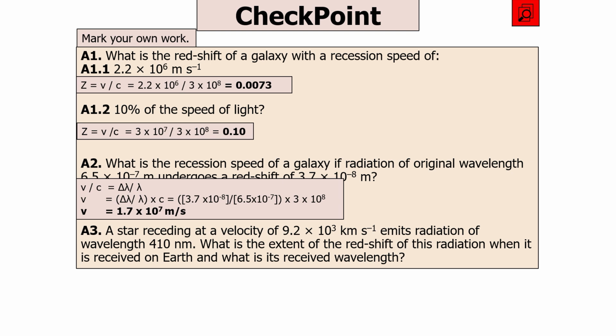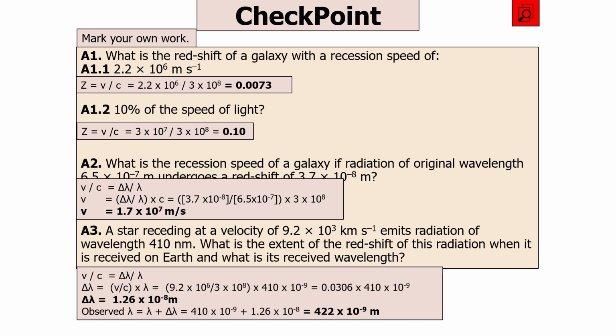Here we've got our wavelengths now. So we can work out our change in wavelength, because we can say v over c is equal to the change in wavelength over wavelength. So the change in wavelength is v over c times the wavelength. We get 1.26 times 10 to the minus 8 meters. Now because we know that it's redshifting, therefore the wavelength must be longer. So therefore the observed wavelength is the lab standard wavelength plus this change in wavelength, so it's 422 times 10 to the minus 9 meters, or 422 nanometers.